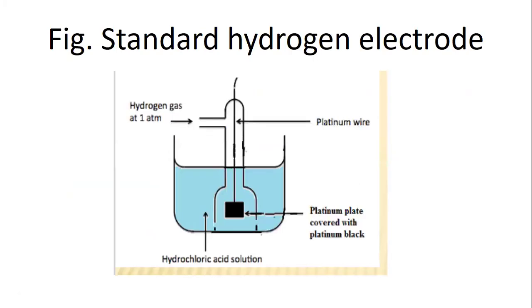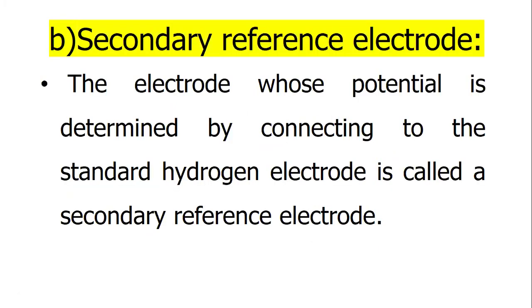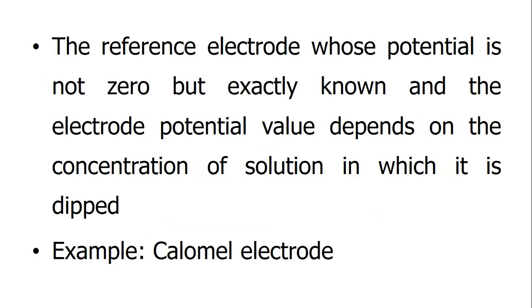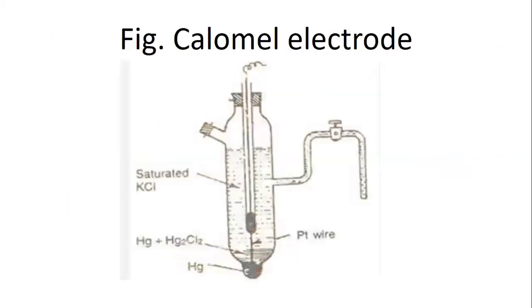Secondary reference electrodes. The electrodes whose potential is determined by connecting to the standard hydrogen electrode are called secondary reference electrodes. These are reference electrodes whose potential is not 0 but exactly known, and the electrode's potential value depends on the concentration of the solution in which it is dipped, for example, calomel electrodes.